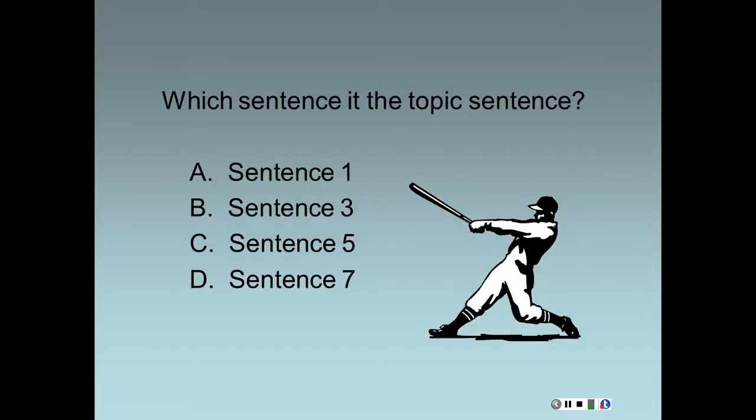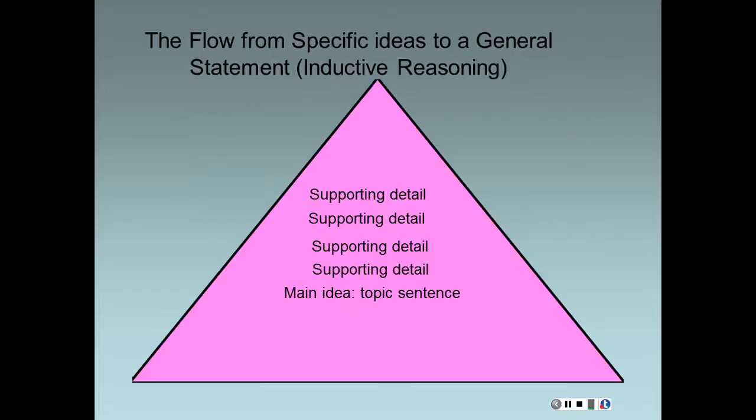Which sentence is the topic sentence? Is it sentence 1, 3, 5, or 7? Yes, sentence 7. As you can see, choice D, "A batter goes through several steps in preparation for coming to bat," is the topic sentence. The following diagram shows this flow of ideas is from specific to general.